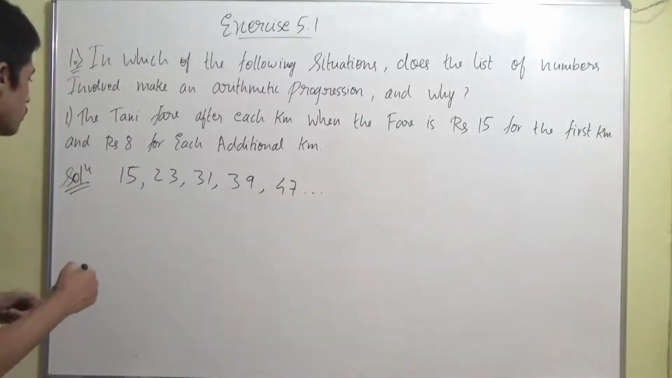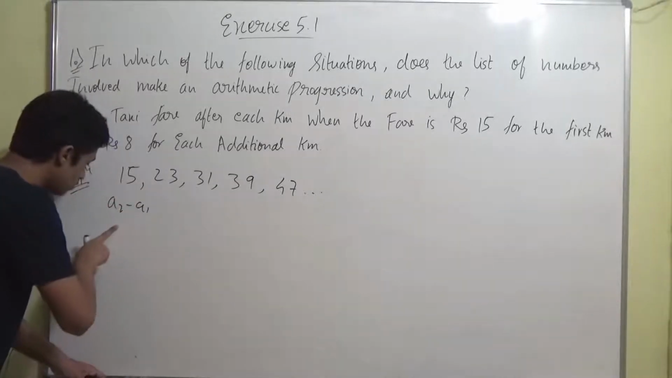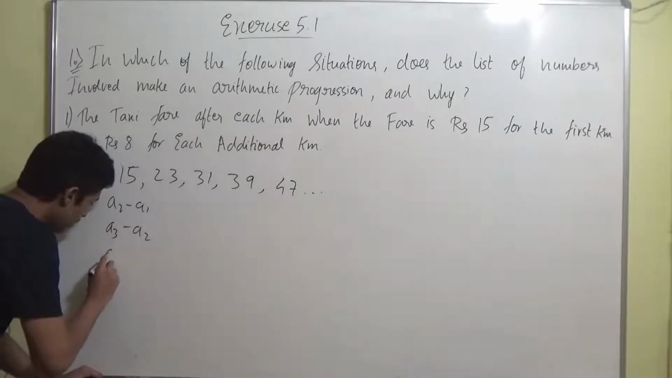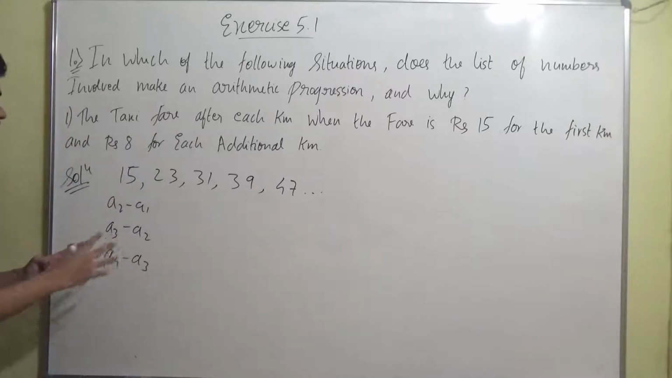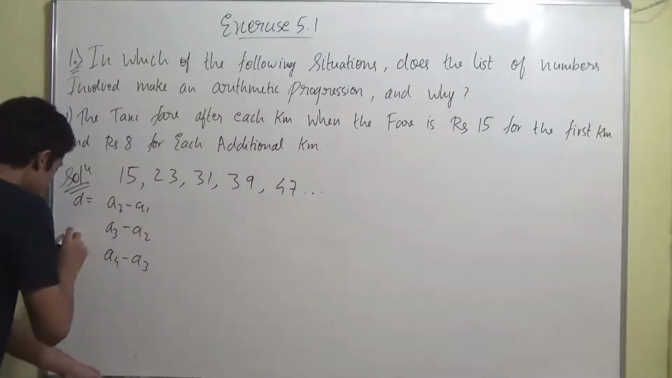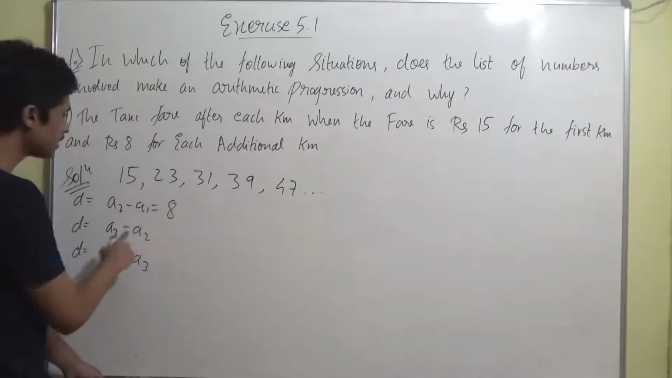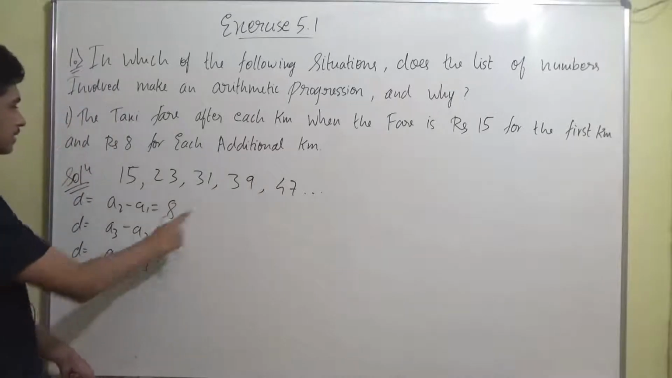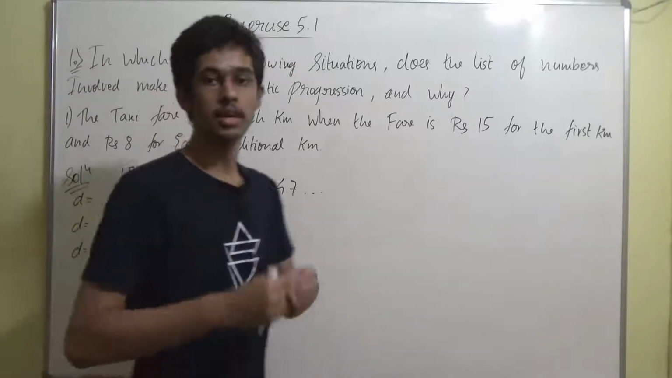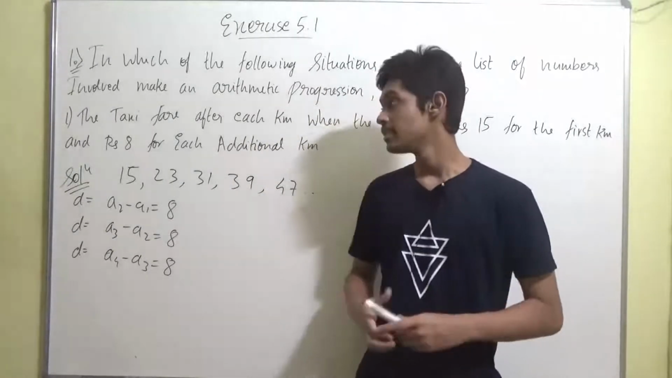To find whether it's an AP or not, what will we do? We'll first do A2 minus A1, and we'll also do A3 minus A2, and then A4 minus A3. We'll check whether they come out the same or not. All these are called the common difference, that is D. In this case it is 8, in this case it is 8, even in this case, 39 minus 31 is also 8. If you see, we are getting the common difference constantly as 8, which means this sequence is an AP, guys. So that's the whole question.